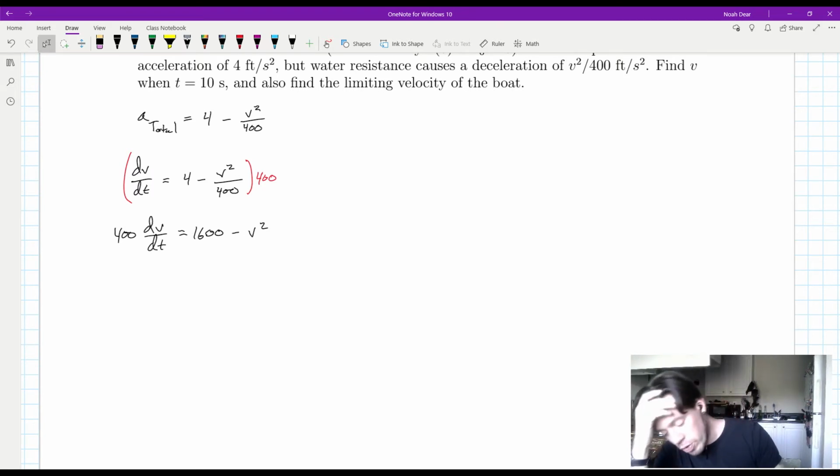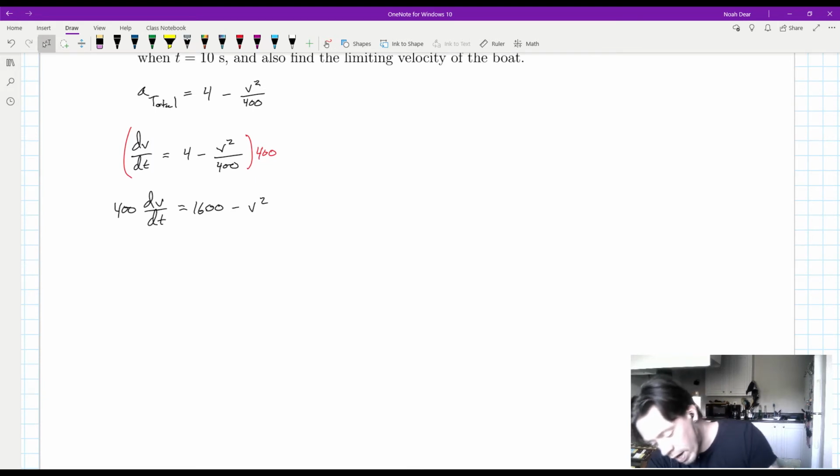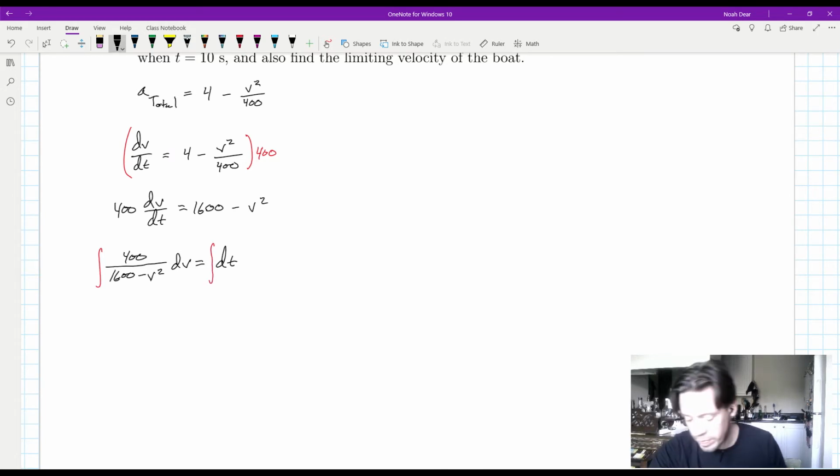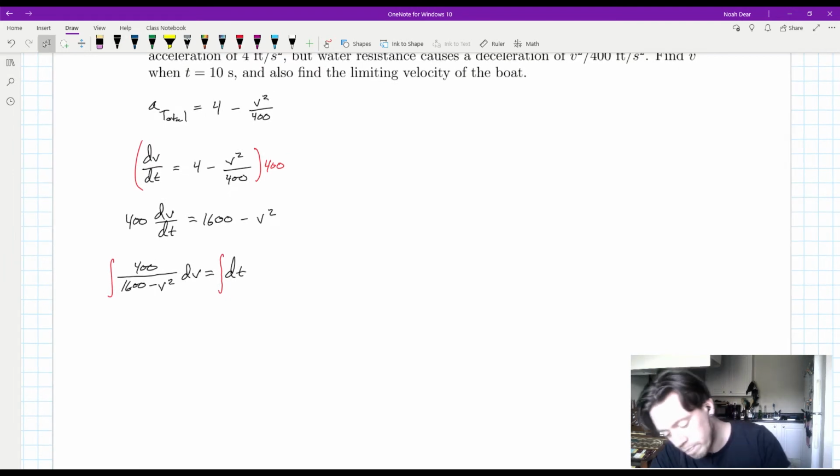And now we want to use separation of variables in order to be able to solve this differential equation. So what I'm going to do is divide the 1600 minus v squared to the left and multiply the dt to the right. And then we need to integrate both sides with respect to the given variables. Now the 400 divided by 1600 minus v squared, in order to integrate that, we need to use partial fraction decomposition.